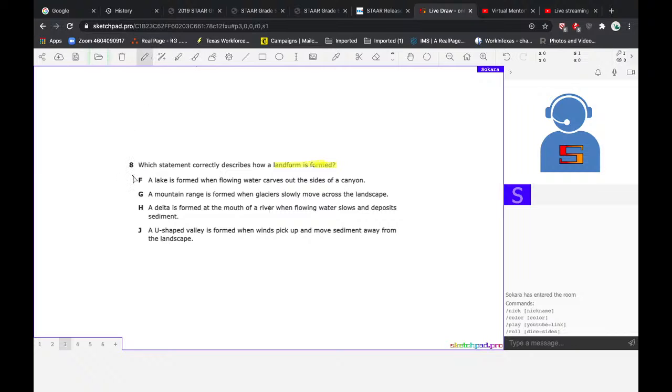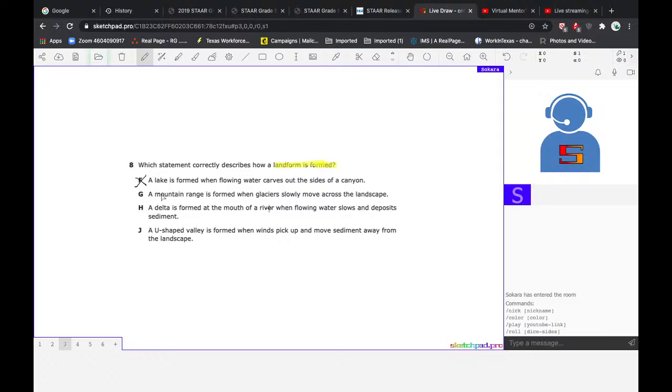Okay, the first one is saying a lake is formed when flowing water carves out the sides of a canyon. No, this answer wouldn't be correct because when water carves out the sides of a canyon, usually a V-shaped valley is formed, not a lake. So, because of that, we can cross out F.